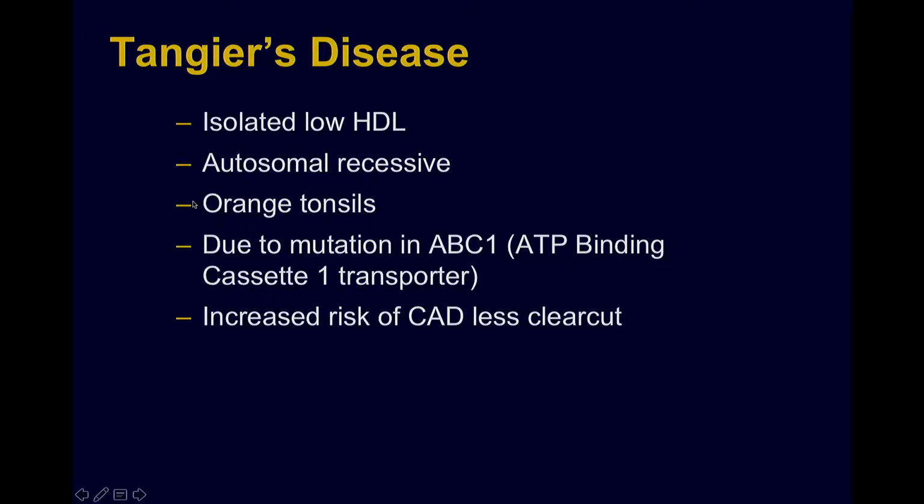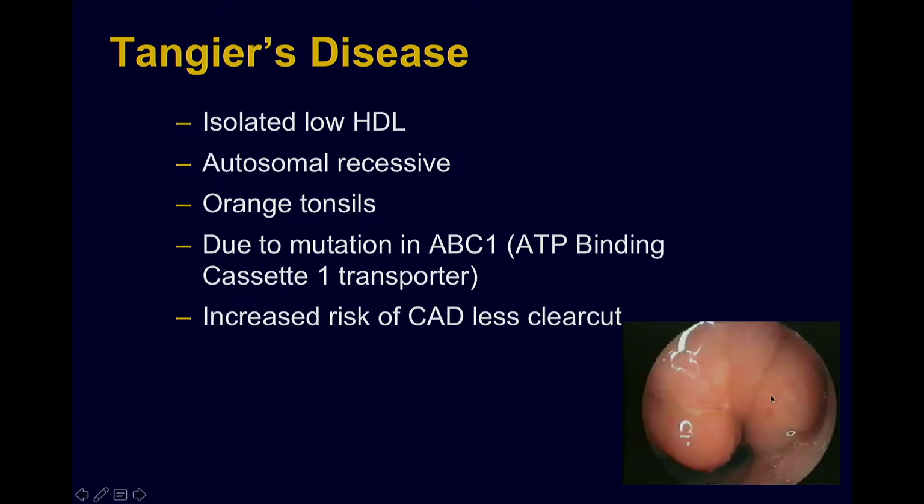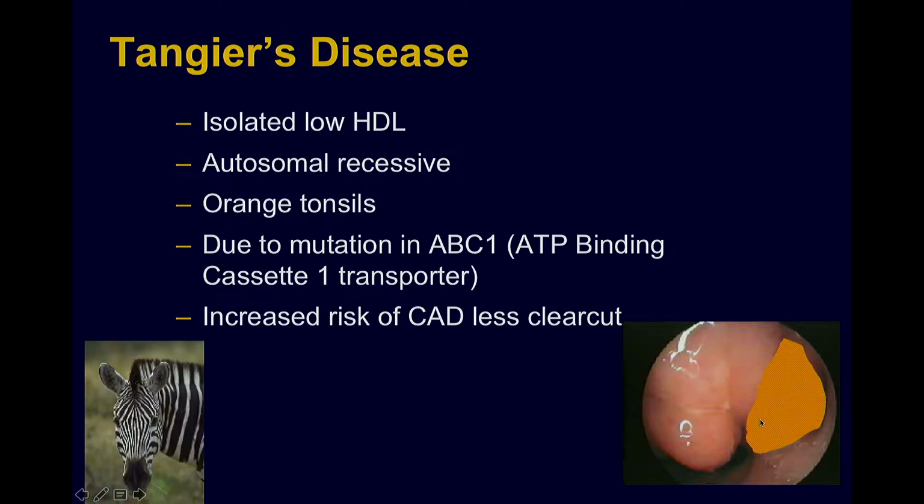Another genetic abnormality that can show up in board settings is Tangier disease, which is very low HDL levels, autosomal recessive. You can get accumulation of lipid products in the tonsils, so it shows up as orange tonsils due to a mutation in ABC1, which is a transporter for HDL. The association of Tangier with cardiovascular risk is a little bit less clear-cut, but if one sees tonsils, and particularly if they have a more orange appearance, certainly a zebra.